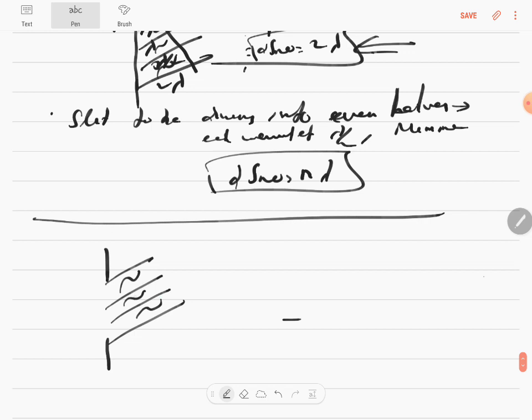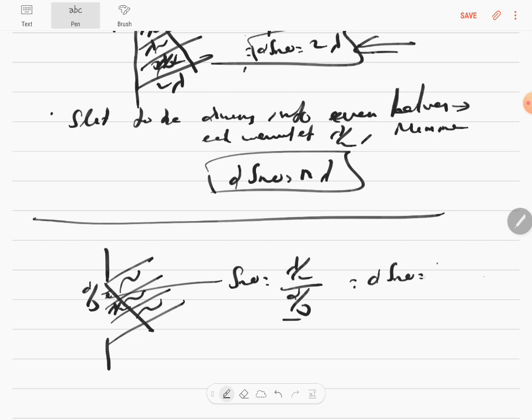The wavelets coming out of it each have a path difference of lambda by 2. This will be d by 3, and this is theta. Take this triangle: sin theta is equal to lambda by 2 by d by 3. So d sin theta is equal to 3 by 2 into lambda. I have taken small d to that side, so 3 by 2 into lambda.